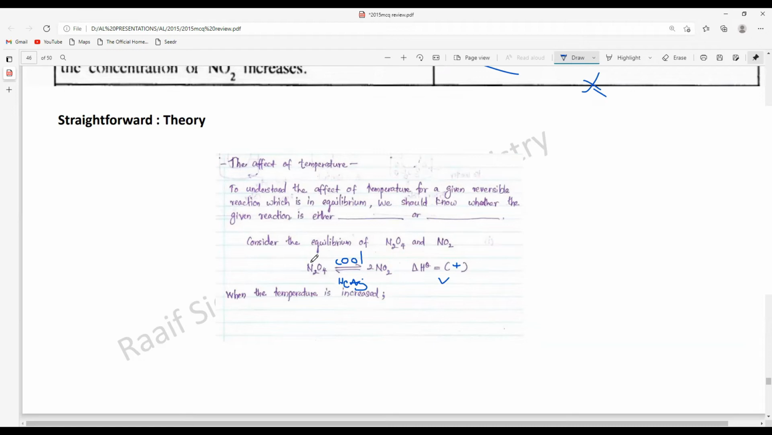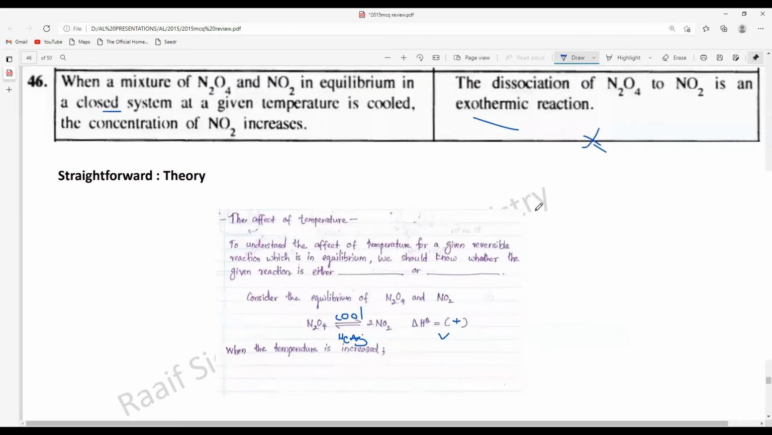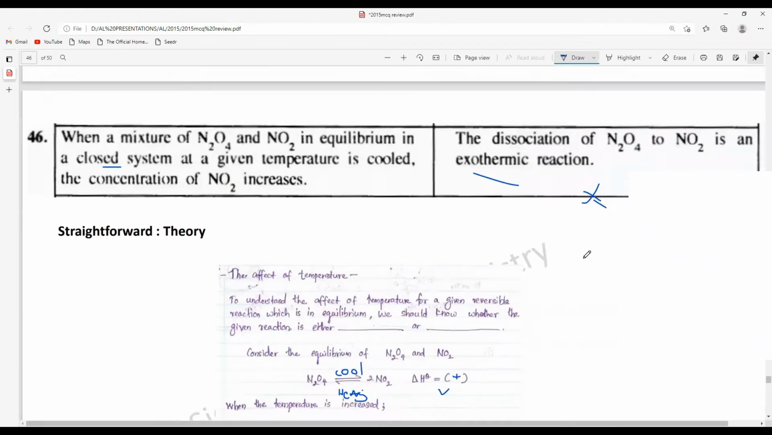So more and more N2O4 will be forming when you drop the temperature. The other way is when you heat the system, meaning you increase the temperature. So when you are heating, what is going to happen? According to Le Chatelier's principle, the system starts to cool down. So the forward reaction happens and more NO2 will be produced. This is a typical reaction that we normally discuss in our class.